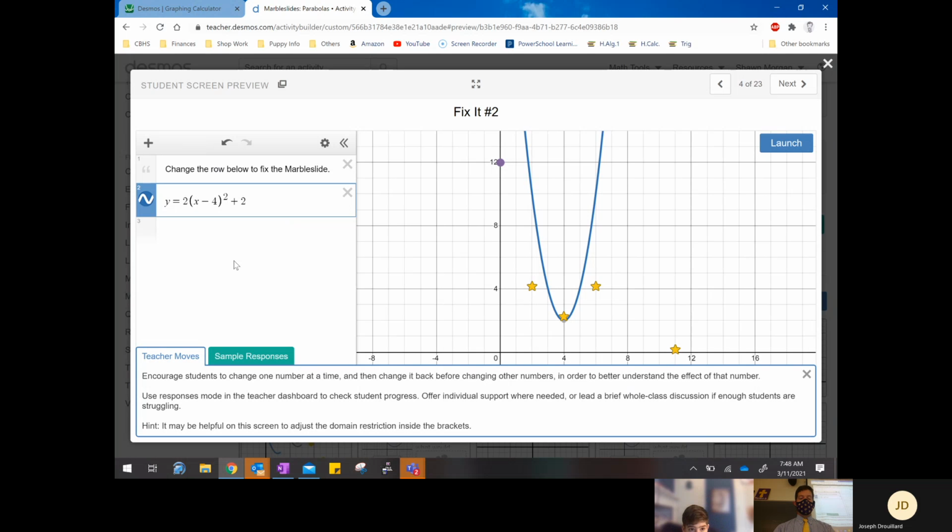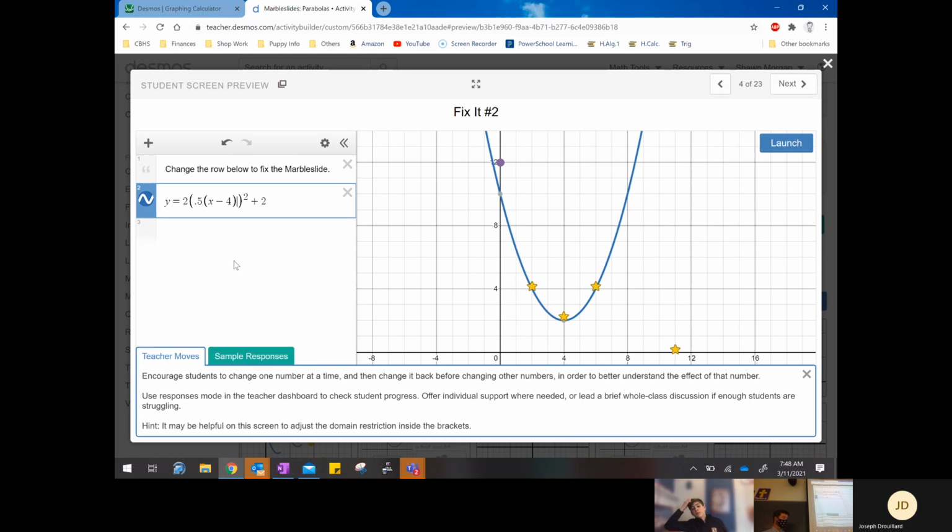Okay, so 0.5. Now all of a sudden, something shifted. Why did it shift? Well, that's kind of an Algebra 2 question. Sorry. I'll go ahead and answer my own Algebra 2 question. You guys haven't had Algebra 2 yet. The reason that it shifted is because the 0.5 needs to be applied to the whole argument, not just the x, to the whole argument.